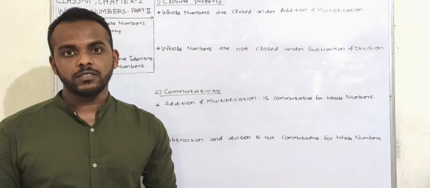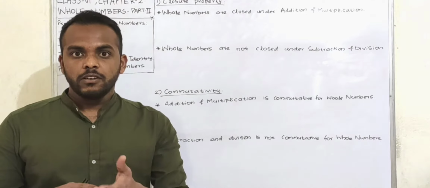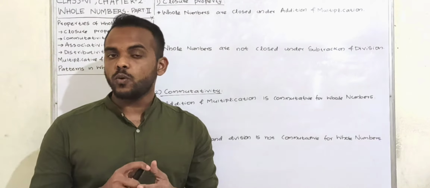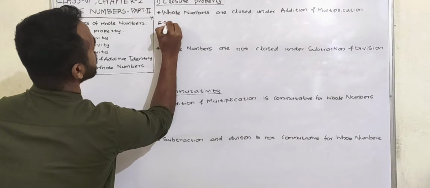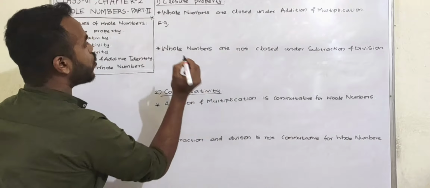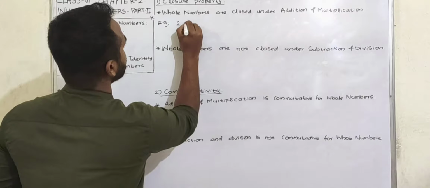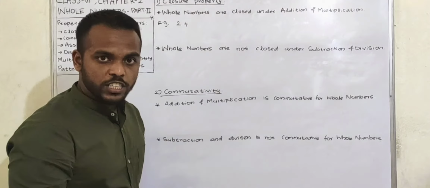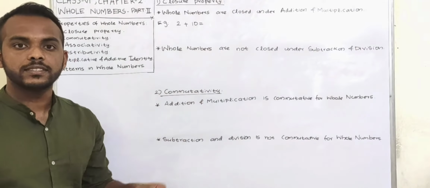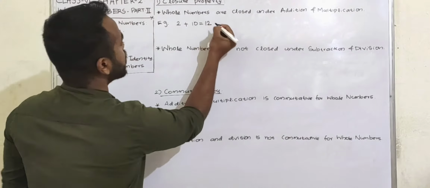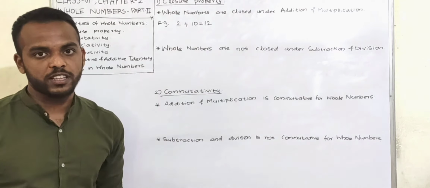Closure property means, for example, if we add any two numbers, first of all take any two whole numbers. You know what are whole numbers by now? So I am going to give you an example. Take a whole number, say 2. 2 is clearly a whole number. And if we are adding another whole number to it, for example 10, what are we going to get? 2 plus 10 is 12. Is not 12 another whole number? Yes, 12 is also a whole number.